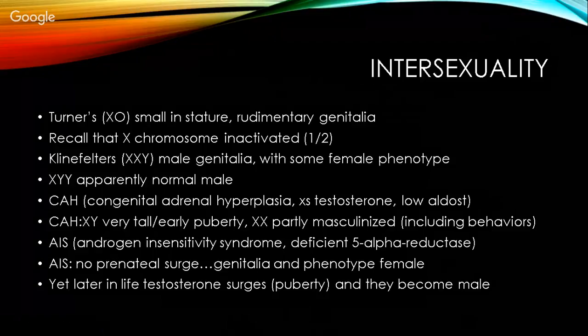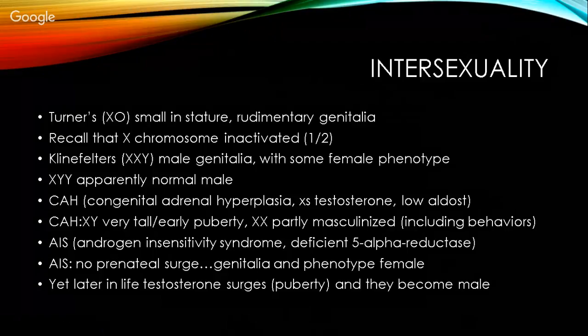They have one X, not XX. Then that turns out to be the phenotype, an asexual state almost. Recall here that one of the X chromosomes is usually inactivated, and so if you have only one, you're selectively inactivating it half the time, or fully inactivated. Klinefelter's is XXY.